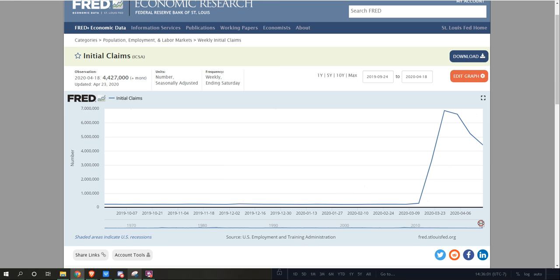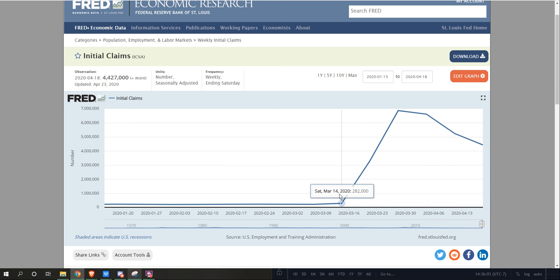Let's just zoom it up a little bit more. We see that initially 282 jumps up to 3.3, jumps to 6.8, 6.6, 5.2, 4.4.